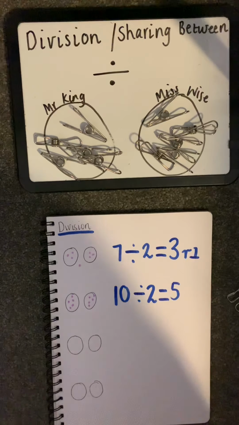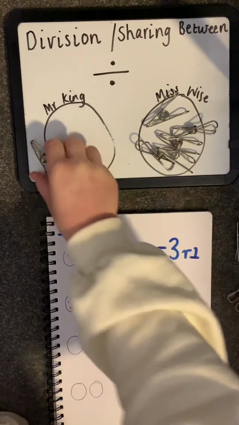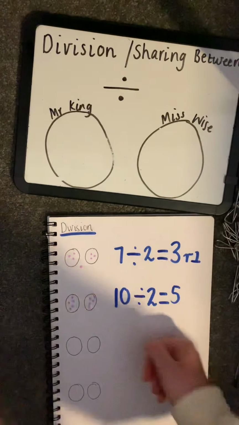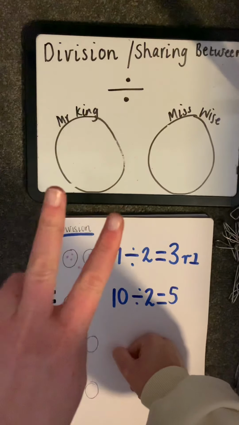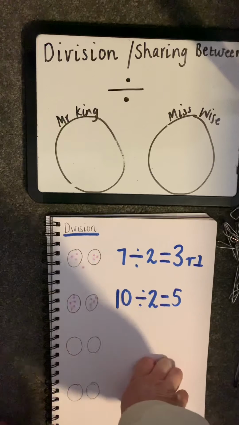Lovely. Okay, guys, so your job today: go and grab something to count with. Maybe it's marbles, maybe it's little toys. Share them out equally between groups of 2. And I want you to practice writing your equation and drawing it, okay?